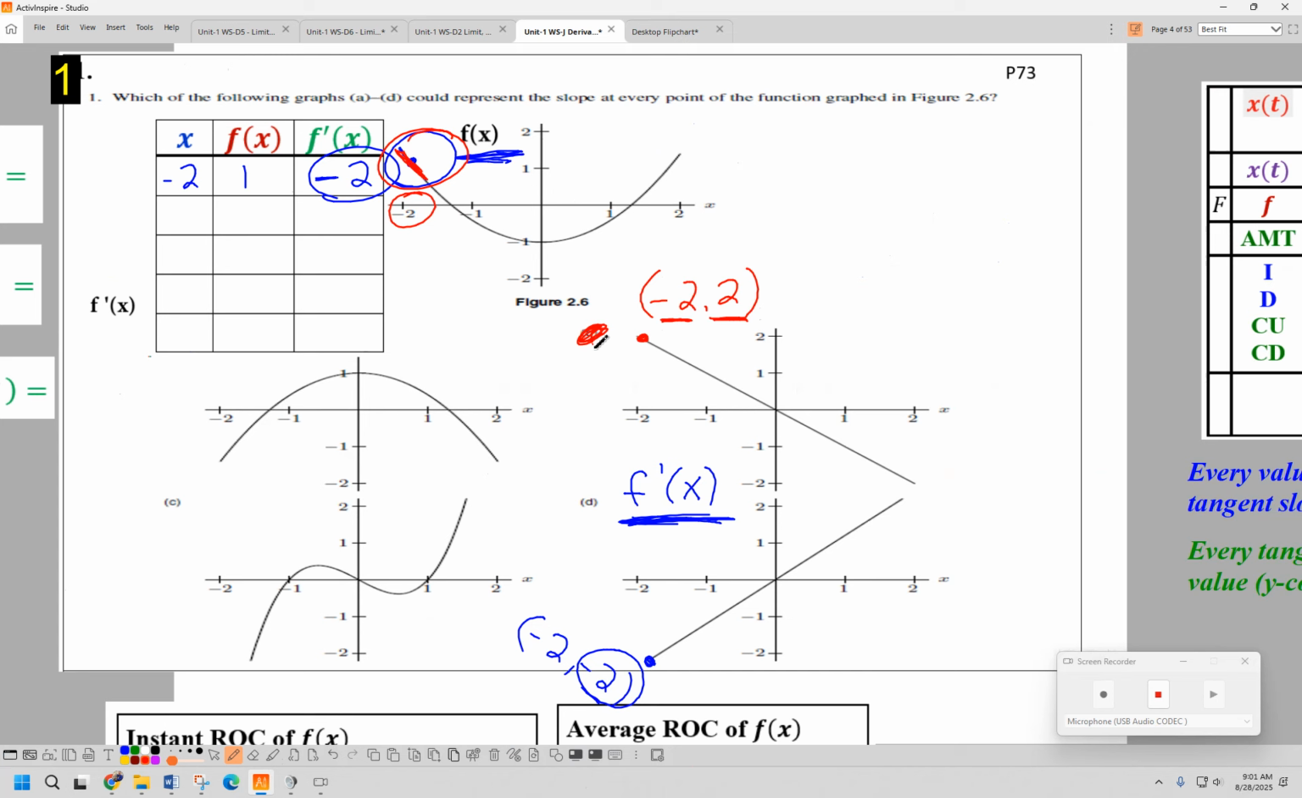Yeah, Michael's correct. If this right here is f, this is f prime. Yep.